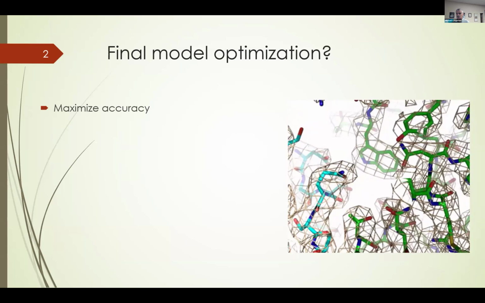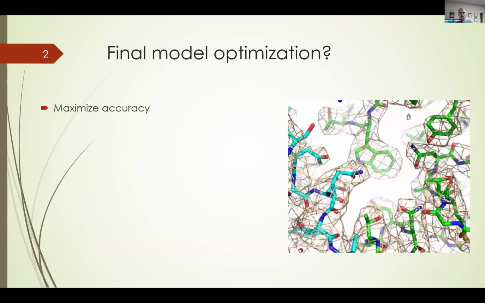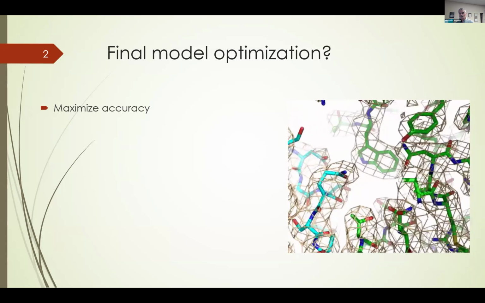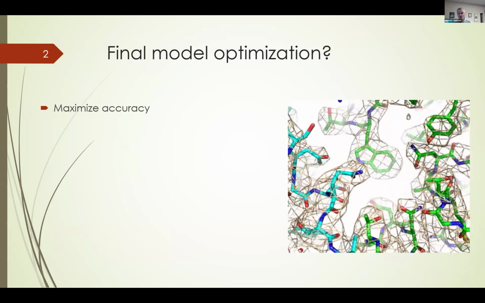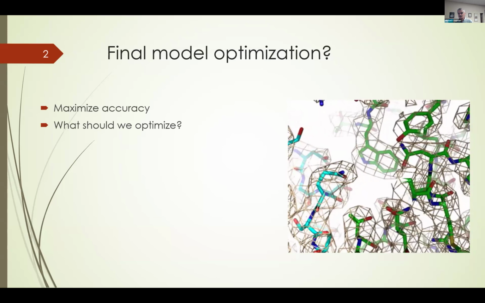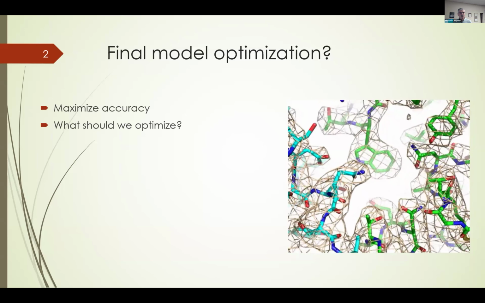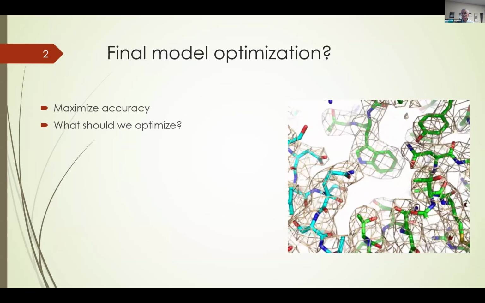Jiggle the atoms around a few tenths of an angstrom. Little movements that might be critical in discerning functional interactions, such as hydrogen bonds. What should we be optimizing? I think in vague terms, we can all agree that the model should best agree with an experiment.